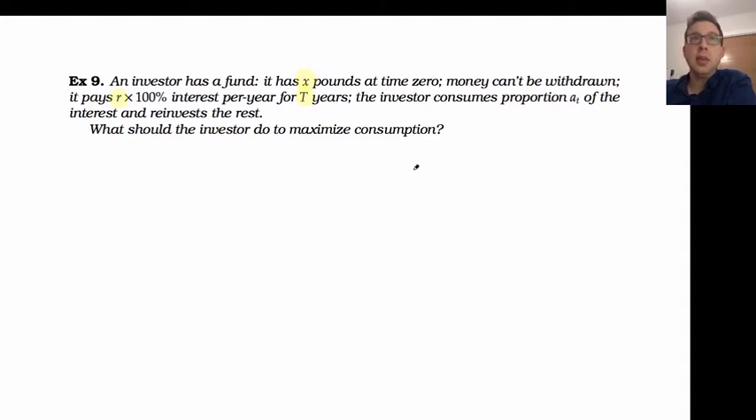And at each time, the investor can make a decision, okay? It can decide to consume the wealth of the interest, or it can decide to reinvest it into the amount X. All right. So let's say that the investor decides to consume a proportion A of T of the interest, and the remaining is reinvested into this pot of money in the investment fund. So we're going to answer the question of what the investor should do to maximize their consumption, so to maximize the amount consumed from the interest of the fund.